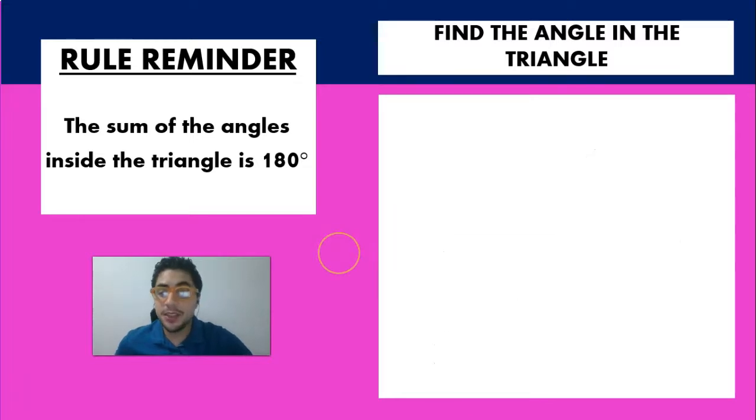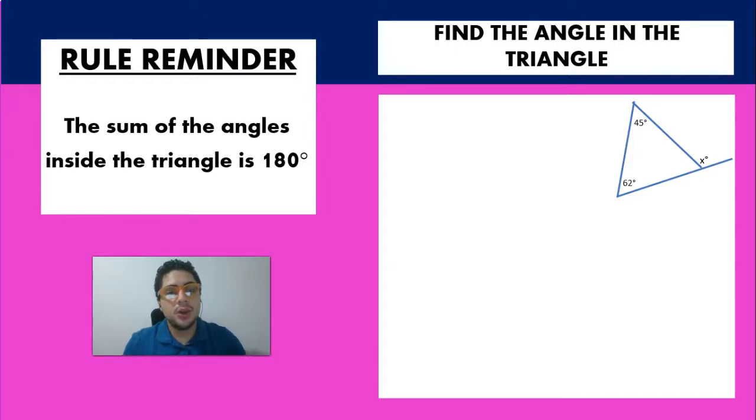Now, on the third problem, we're going to see that we actually have two angles given inside the triangle, and we're going to have an exterior angle, right? So in this case, angle ABC is going to be 62 degrees, BAC is going to be 45 degrees, right? And we are being asked for this angle, which is going to be outside. Now, there are actually two ways in which we can do this.